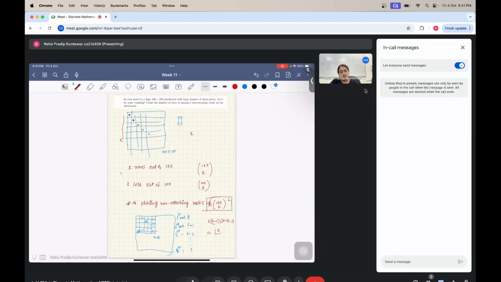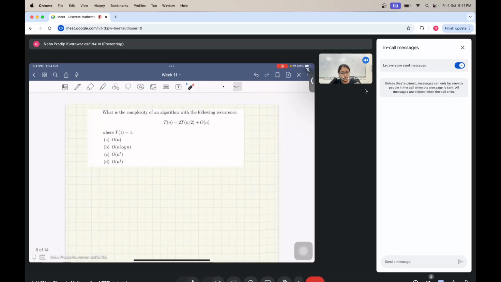So what we did is we first chose the rows, we chose the columns, we then came up with a permutation and multiplied all the answers to get this. Okay, so if that makes sense, we can move on to the next question.